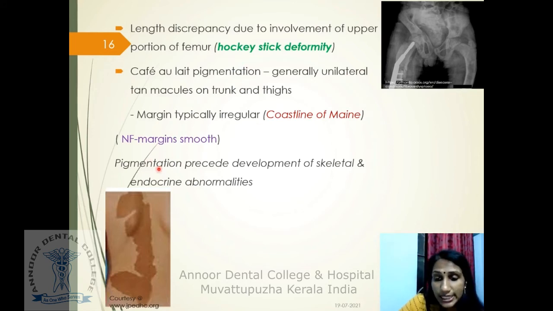And usually the pigmentation is going to precede the development of skeletal and endocrine abnormalities. So what comes first in a polyostotic type is the pigmentation, followed by the skeletal abnormality, and then followed by the endocrine abnormality. So what appears first is the pigmentation.